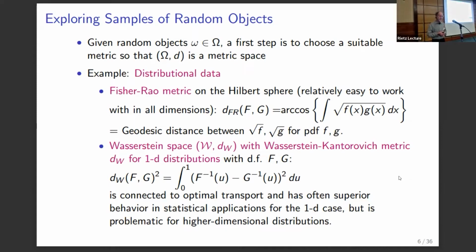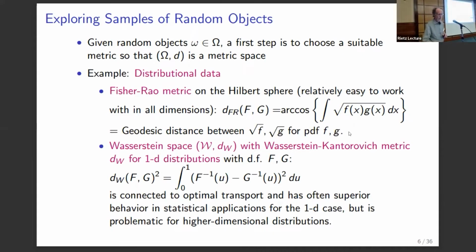So if you have distributional data, for example, you could use the Fisher-Rao metric, which has some advantages. What that means is you assume these are nice distributions that have densities, you take the square root of the densities, the integral of the square root of the density is 1, so you are on a Hilbert sphere, right? And then you can define the distance, the Fréchet metric, as the geodesic on the Hilbert sphere, where the formula is this one here. So that's one way, which has the advantage that it works in any dimension. So we are not limited to one-dimensional distributions in any way.